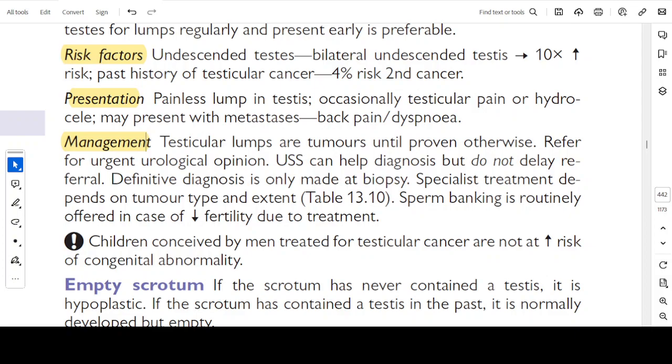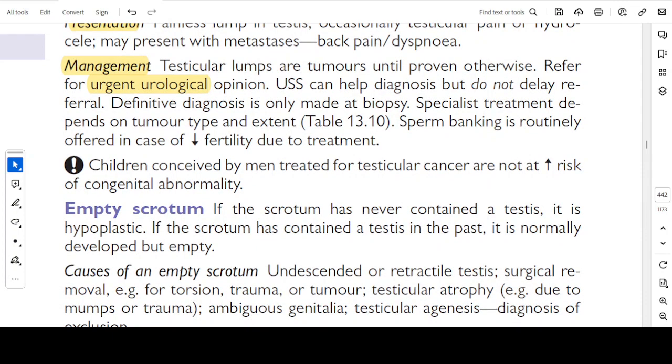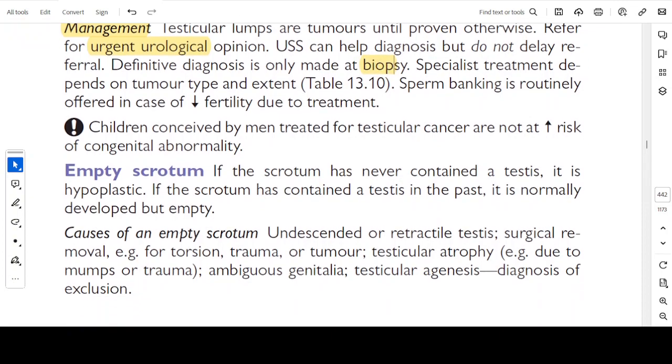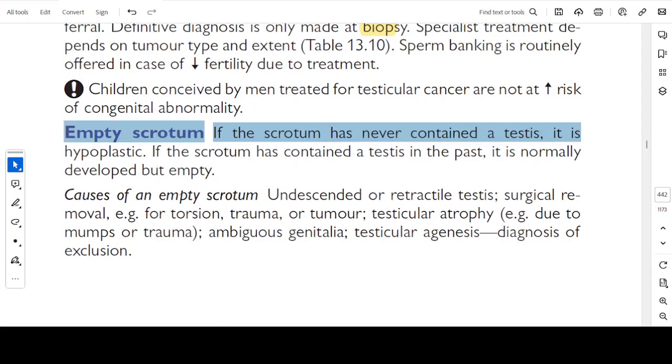Management: testicular lumps are tumors until proven otherwise. Refer for urgent urology opinion. Ultrasound can do diagnosis but do not delay referral. Definitive diagnosis only made at biopsy. Specialist treatment depends on the tumor type and extent. Sperm banking is routinely offered in cases of decreased fertility during treatment. Children conceived by men treated for testicular cancer are not at high risk of congenital abnormalities. Not at any increased risk of congenital abnormalities.